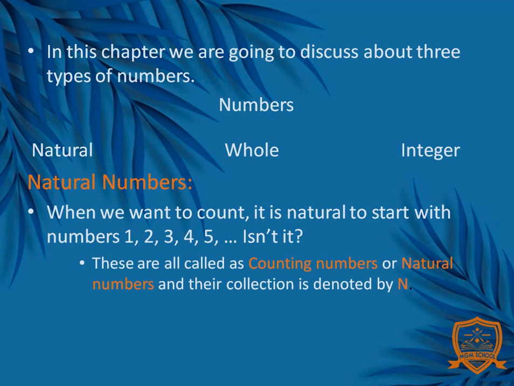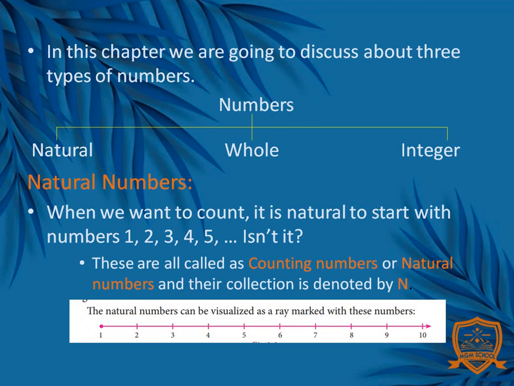Let me give you an example. If I say 2, it is a natural number. If I say minus 2 by 3, will you count by minus 2 by 3? No, it is not a natural number. For example, minus 2.3, will you count it by 2.3? No, you will say 1, 2, 3, 4, 5, isn't it? So they are called counting numbers. The ray diagram: the natural numbers can be visualized as a ray marked with these numbers you can see here.